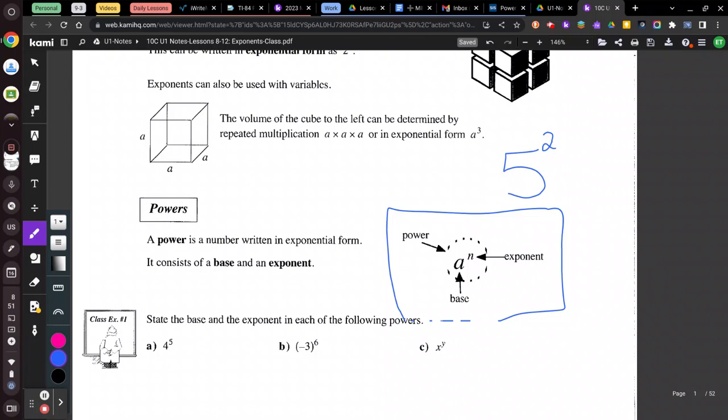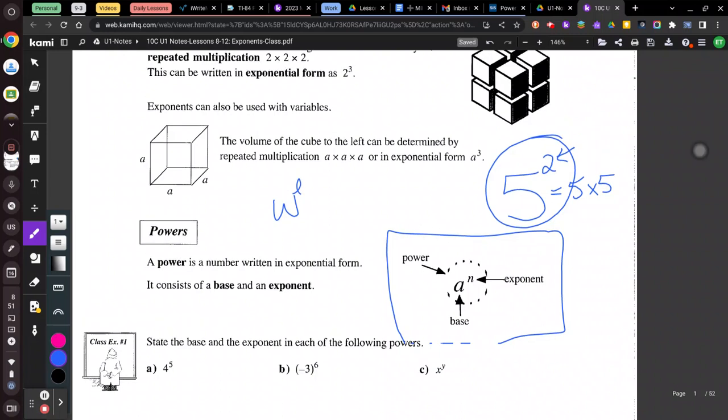We discussed that with powers. So the little 2 tells me how many of the bases you have. So this guy would be 5 times 5, and that would be repeated multiplication or expanded form. The whole thing is called the power. So this whole thing here is called the power. Your base is the large number. Your exponent is the baby number. Now I could have W exponent letter L, and that happens. You can have variable exponents and you can have variable bases.